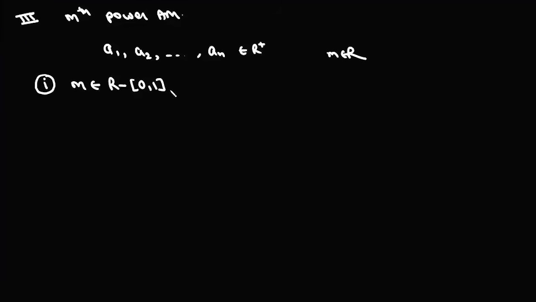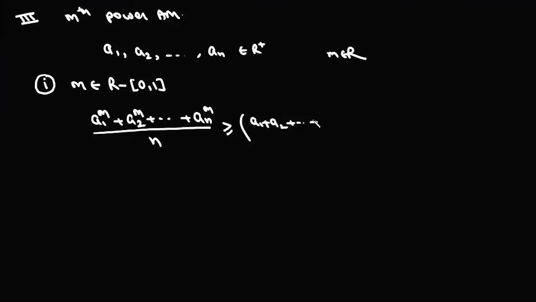In that case, the arithmetic mean of the mth power of these numbers, which is (a1 to the power m plus a2 to the power m up to an to the power m) whole divided by n, will be greater than or equal to the mth power of their arithmetic mean. So it will be greater than or equal to (a1 plus a2 up to an) by n whole to the power m. So this is true if m is less than 0 or m is greater than 1.